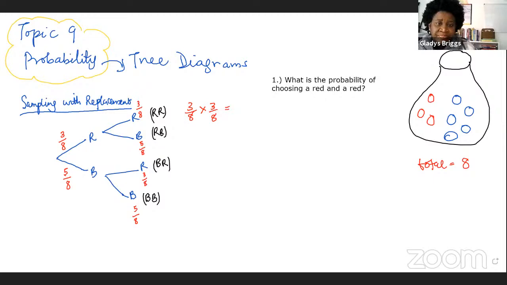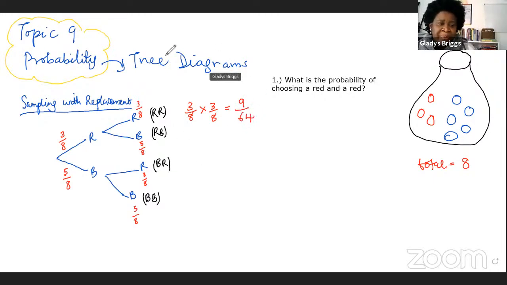Okay. 9/64. Can that be simplified in any way? It's okay, we can leave it like that. Okay, well done. So that's in a simplified state.